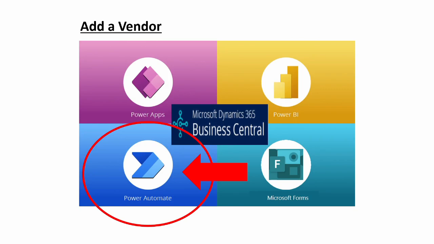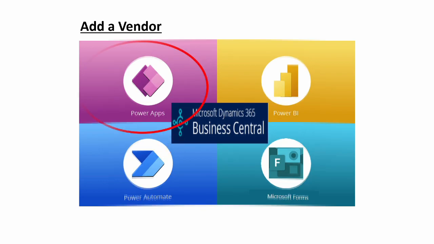Forms will seamlessly pass this data to Power Automate. And Power Automate will perform two functions. Email me a notification that a new vendor has been created, and then it'll actually add that vendor to Business Central. Finally, we'll look at Power Apps and how we can look up and edit that particular vendor using a smartphone.